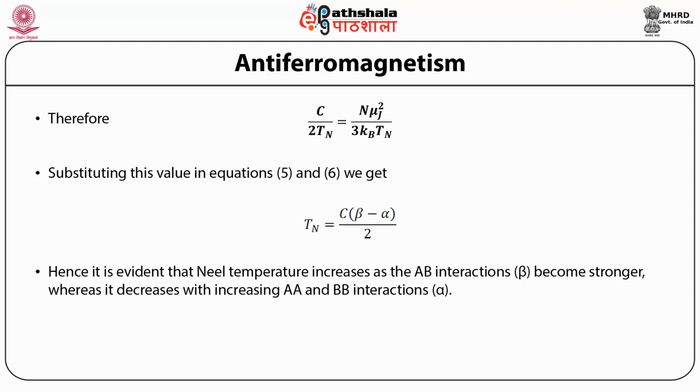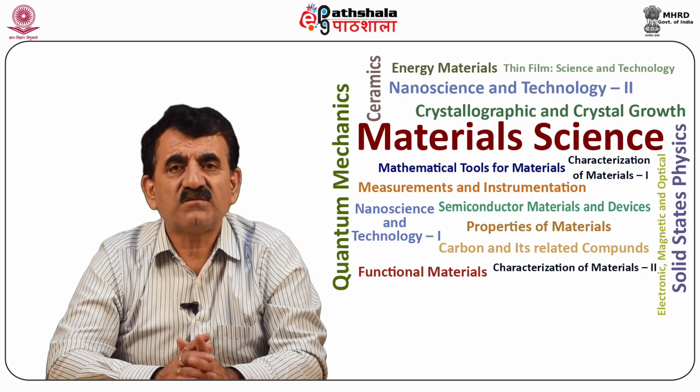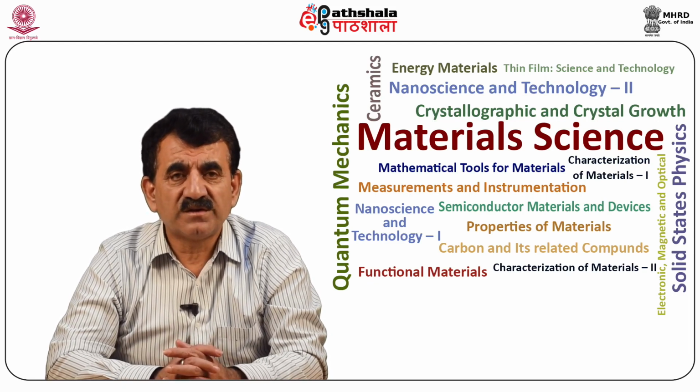Also, this is important. If we plot the graph between susceptibility versus temperature, on the x-axis is temperature and on the y-axis is susceptibility, then the difference between ferromagnetism and antiferromagnetism is that there is an enormous increase in ferromagnetic susceptibility obtained at the Curie temperature. So students, let us now summarize what we have learned in this module.